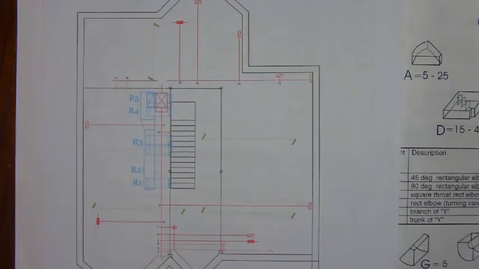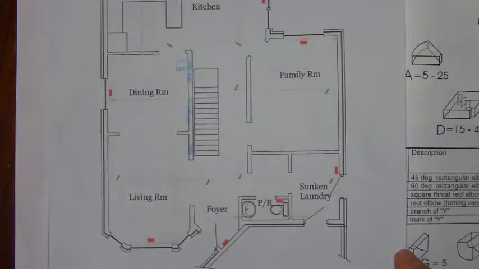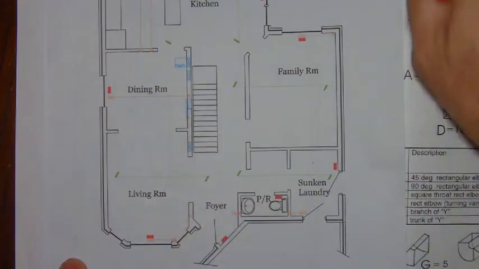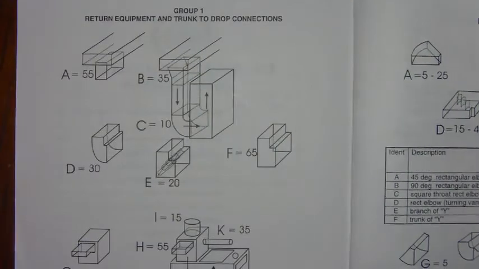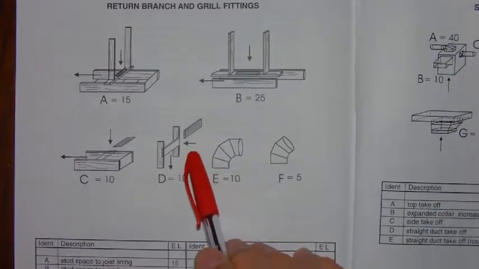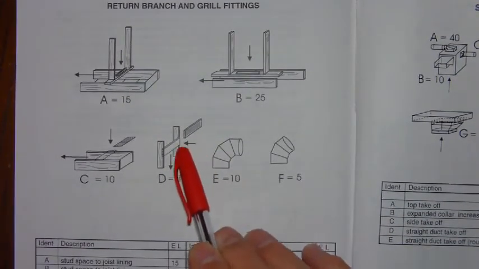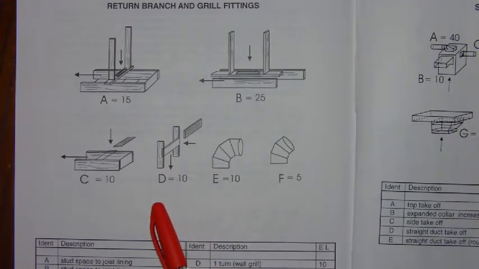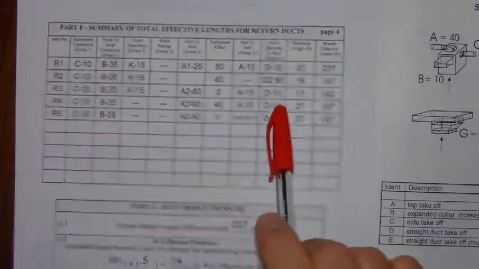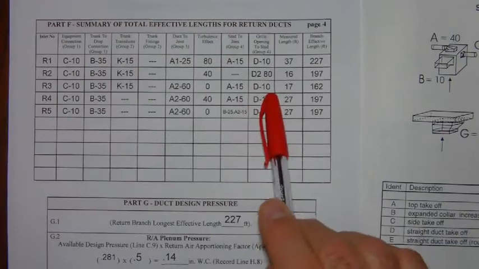So let's examine the parts that are in this particular return air. As mentioned, it is a low wall grill, and so we would use a fitting that would be this grill fitting here, which is a grill on the wall. So it would be a D fitting, and the associated equivalent length is 10 feet. And so for R3, we've got our D with the 10 feet.